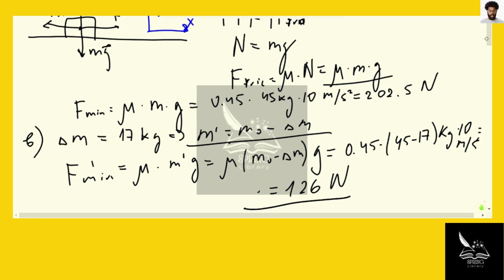So after 17 kilograms had been removed, the force needed to move the desk reduced to 126 newtons.